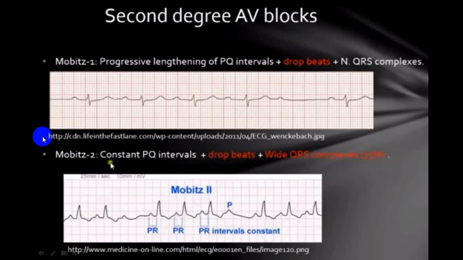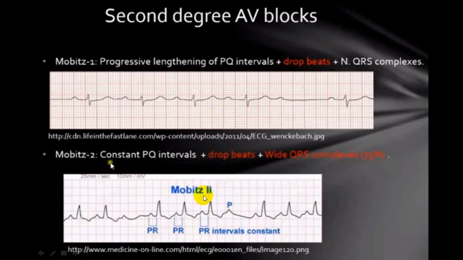Again, you can have a look here. PR interval, further prolongation, further prolongation, further prolongation, and then now this P wave is not transmitted, and there is a dropped beat here. So there is no QRS complex for this. While in this Mobitz type 2, now you can see normal PR, normal PR, P wave, no QRS complex, no transmission. Again, this PR interval is constant. This fourth P wave is not transmitted.